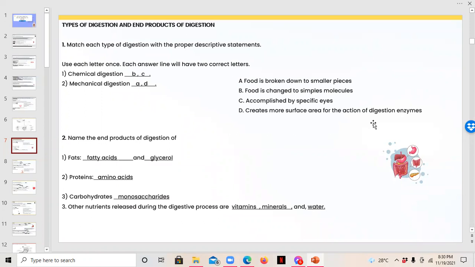Number 2. Name the end products of digestion of: Number 1. Fats are converted into fatty acids and glycerol. Number 2. Proteins are finally broken down into amino acids. Number 3. Carbohydrates are digested and converted into monosaccharides like glucose. Number 3. Other nutrients released during the digestive process are vitamins, minerals, and water.